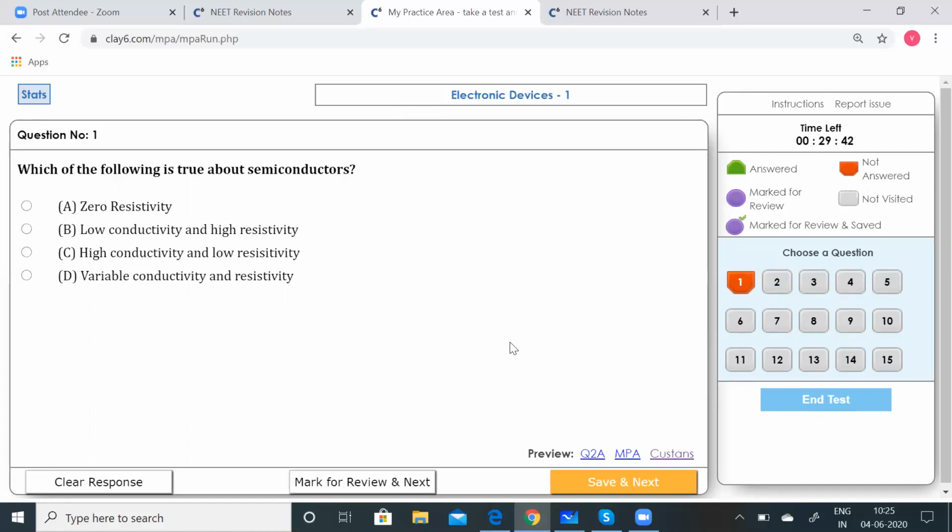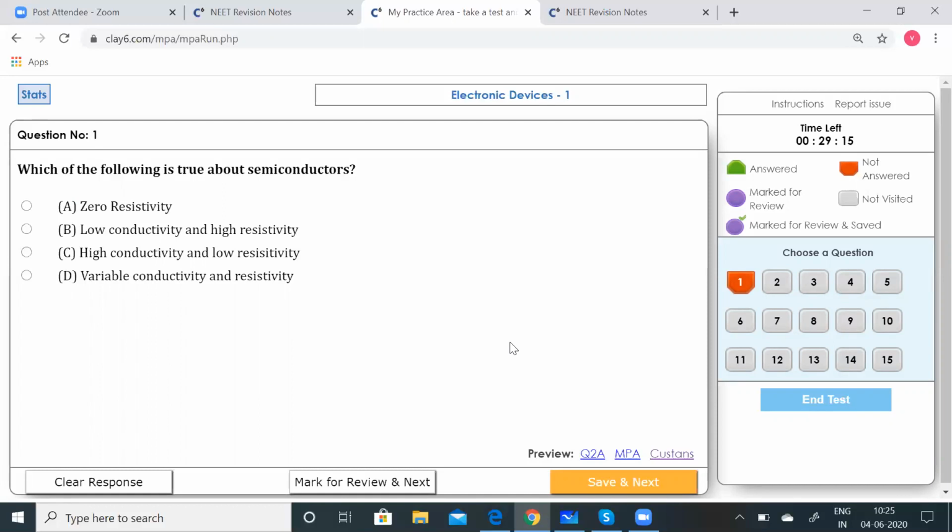Zero resistivity, low conductivity and high resistivity, high conductivity and low resistivity, variable conductivity and resistivity. All right. Now you know only superconductors have zero resistivity. Conductivity of a semiconductor is generally intermediate, but it varies widely under different conditions. This we have to remember, because the temperature change and the environmental change also counts here. So it is very important.